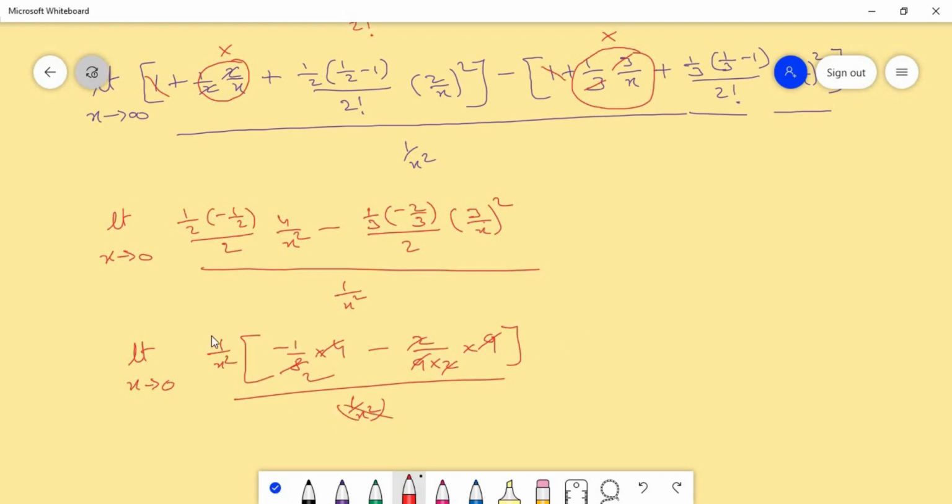1 by x square both are cancelled here, which is equal to limit x tends to 0, minus 1 by 2 minus 1 is the remaining value. The answer is, with 2 LCM, minus 1 minus 2, it is minus 3 by 2. Right? Next one.